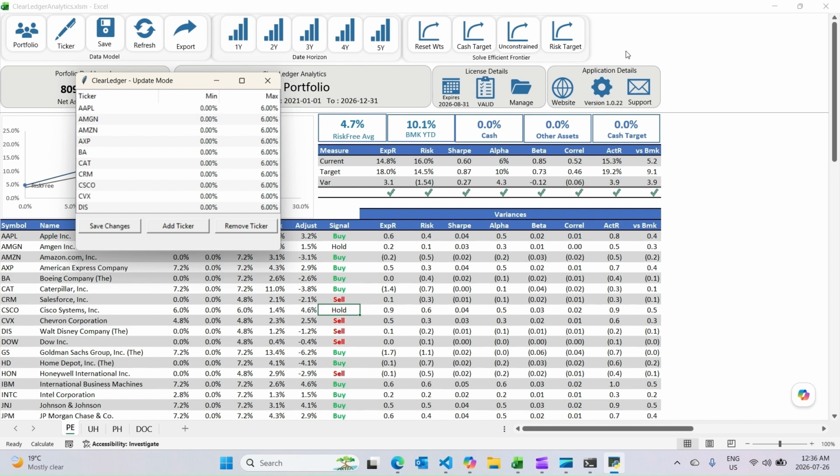Adding tickers. When a portfolio manager adds a ticker, they're making one decision: whether that name should be eligible for the investment. And that is a very important point. And then the reverse goes when removing a ticker. Removing a ticker means the name should no longer be eligible for allocation. ClearLedger deletes it from the investable universe and rebalances the remaining minimum and maximum values across the remaining tickers.